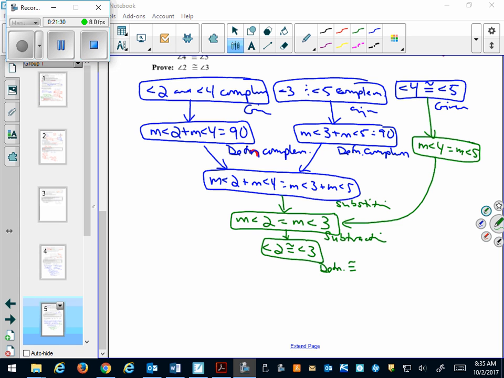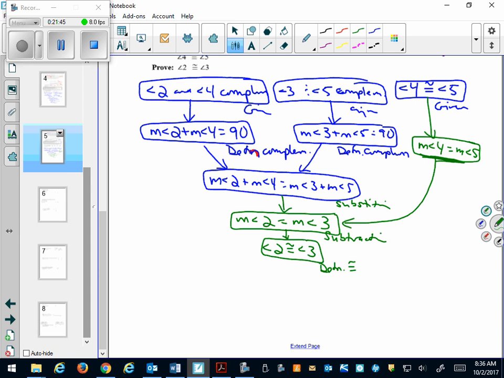So it's important to remember to turn those congruents into equal if you want to subtract one from one side and one from the other side. Or if you're ever substituting, you have to do that as well. Okay.